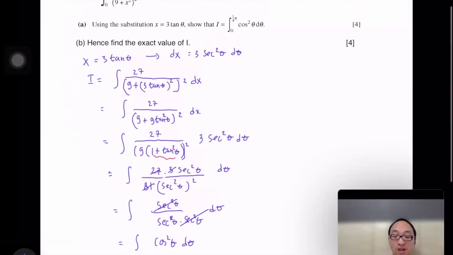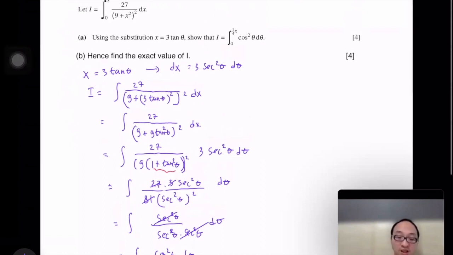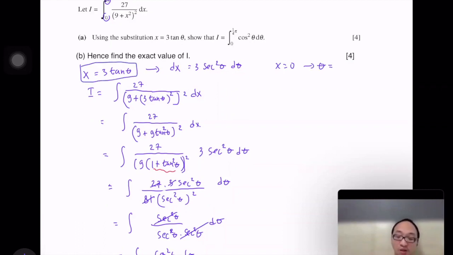Now, how about the boundaries? Now, 0 and 3 are the boundaries for x. Because now we are using theta, we have to convert the x from 0 into theta. Using this formula, when x equals 0, what is the theta? The theta is 0 because tangent 0 is equal to 0.